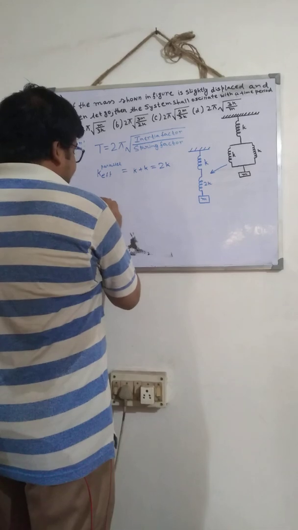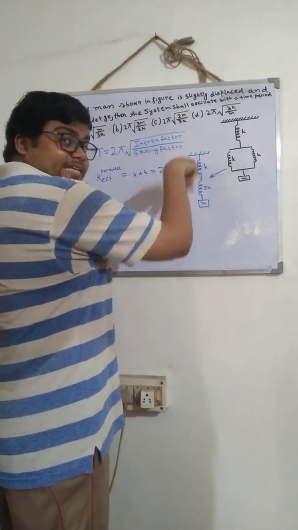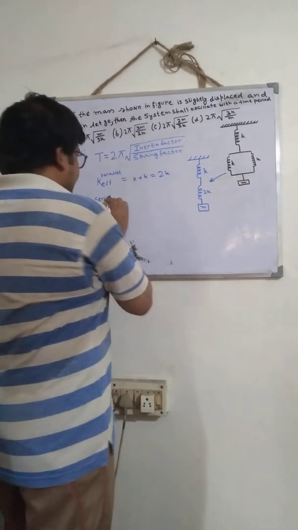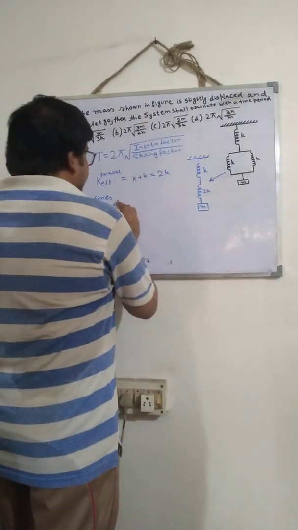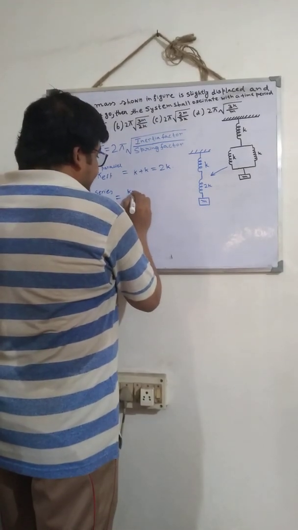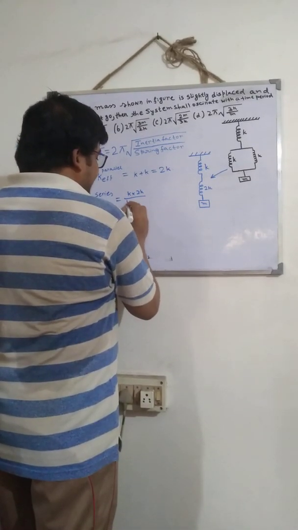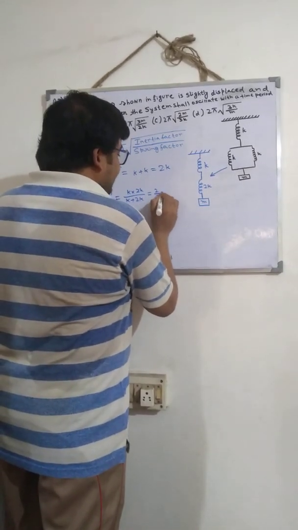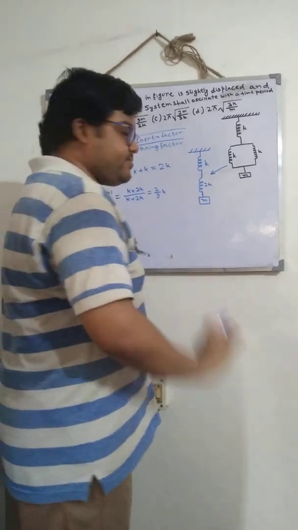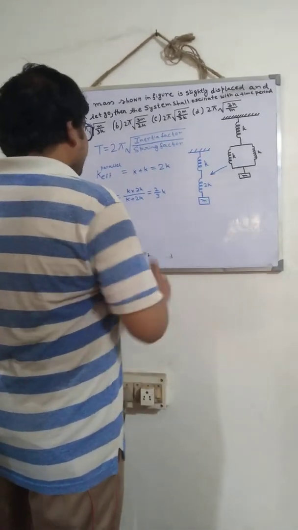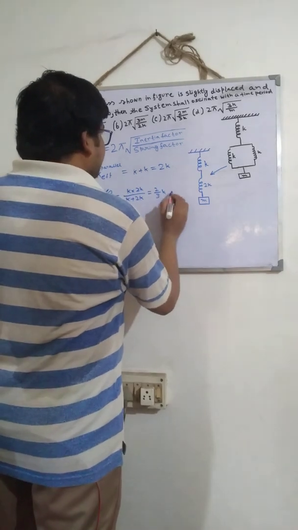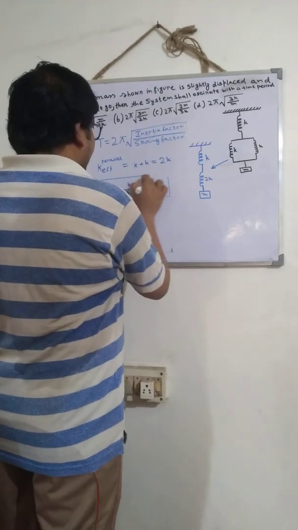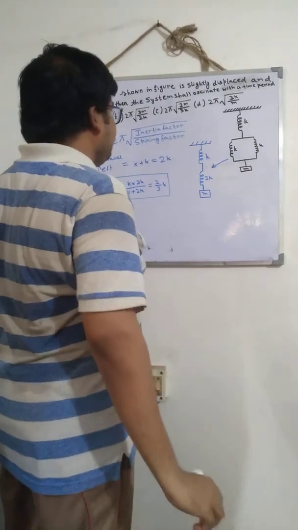K effective for this configuration, K effective series, is equal to K into 2K by K plus 2K. It is 2 by 3 K. Okay. So this is our final spring factor.